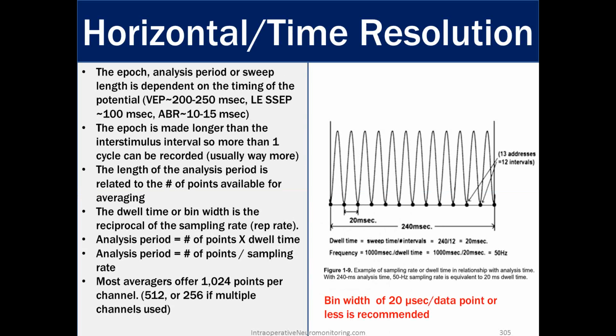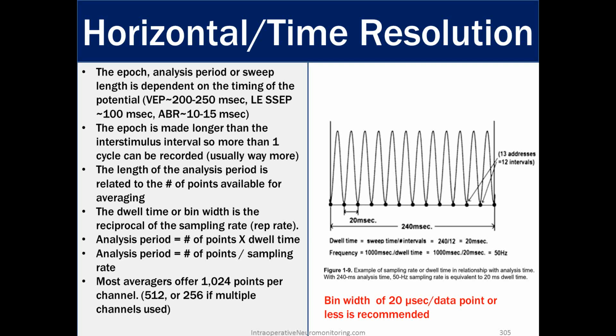Horizontal or time resolution. So the epoch or analysis period or sweep length is determined on the timing of the potential. So VEPs come around 200 to 250 milliseconds. Lower extremities, you have 100 milliseconds. ABRs, 10 to 15 milliseconds, and that's your analysis time, your epoch. The epoch is made longer than the interstimulus interval, so more than one cycle can be recorded, usually way more.